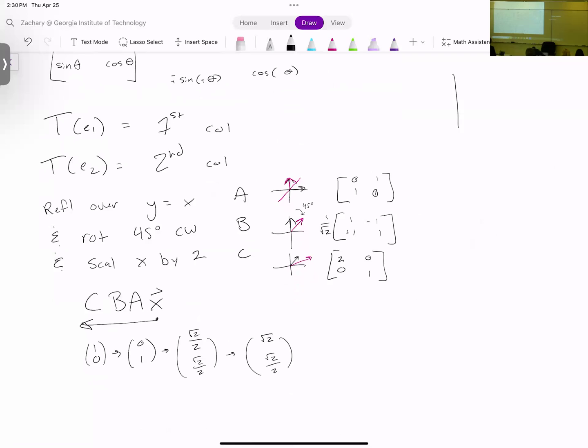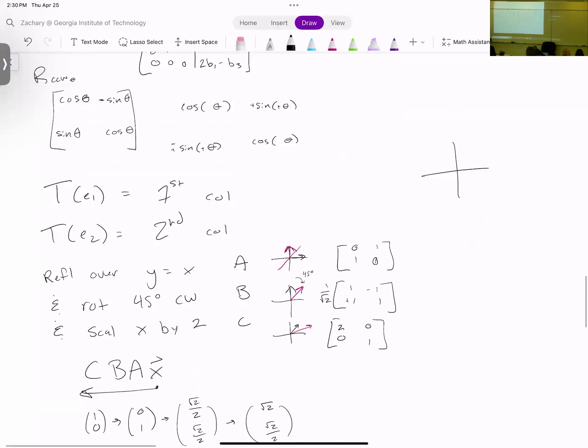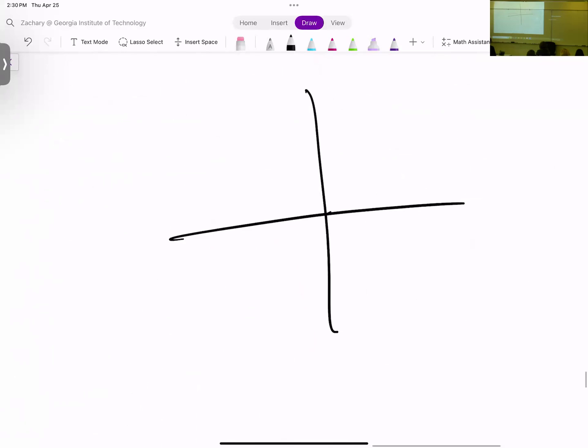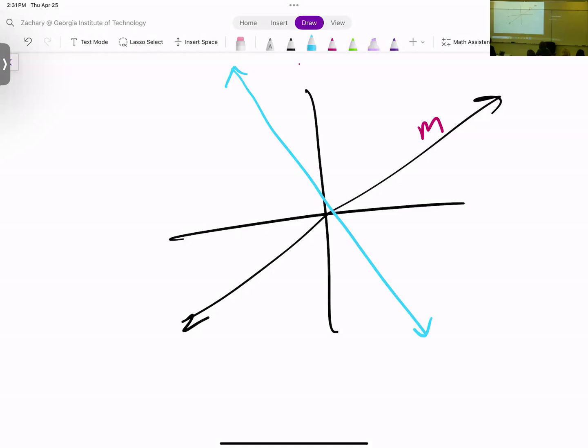So, something that a lot of you probably don't remember from algebra. If we have a line with slope m, how do I find a line that's orthogonal to this? Almost. The negative reciprocal. You will always be able to find a line that sticks exactly off with a slope of negative 1 over m.